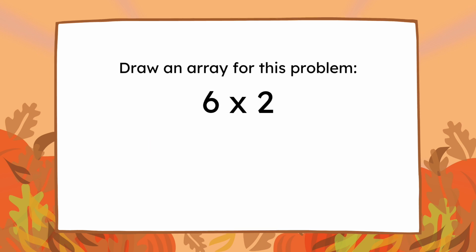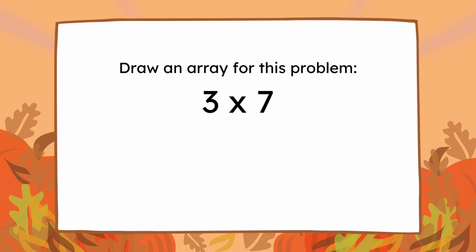Okay, next we are going to draw an array for this problem. Okay, so let's do a food. Let's do ice cream. Okay, so it's 6 times 2. So how many rows are we going to do? 6. Good job. And how many columns are we going to do? 2. Okay, let's draw it out. 6 rows, 1, 2, 3, and 2 columns, 1, 2. And that would be 6 times 2 equals 12.